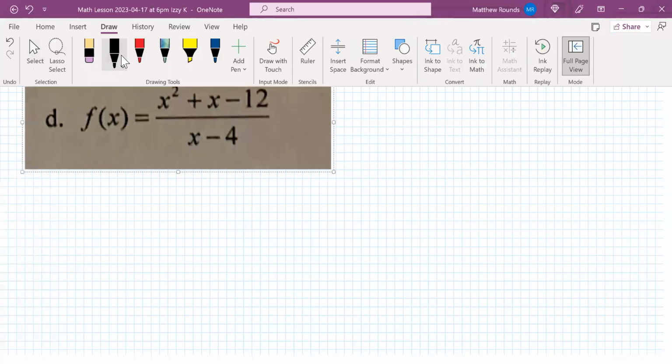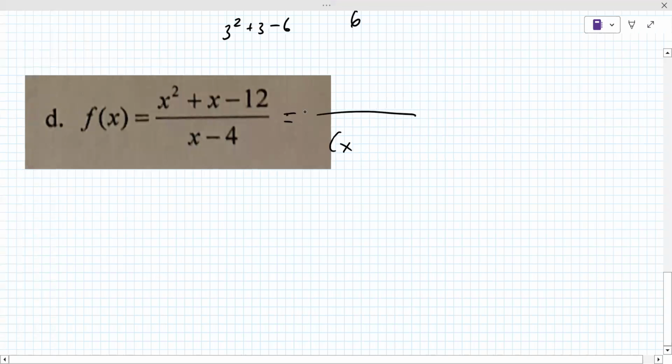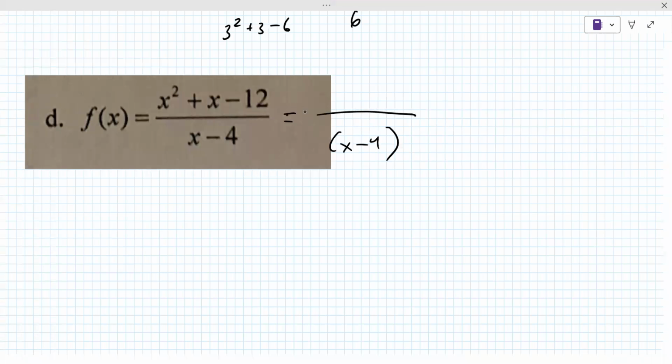So first thing to do, factor. Will you factor the numerator for us, please? Is it x minus 3, x plus 4?